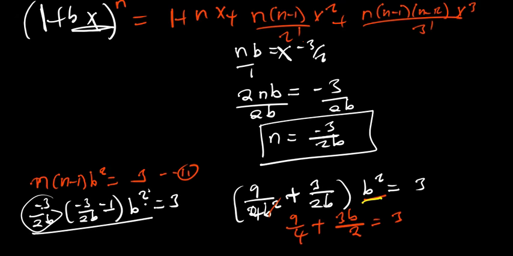I had what? Yes, 9 over 4b squared. So I'm multiplying by b squared. That becomes 9b squared divided by 4b squared. So b squared and b squared has gone.